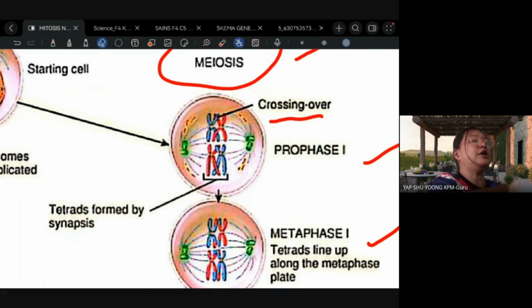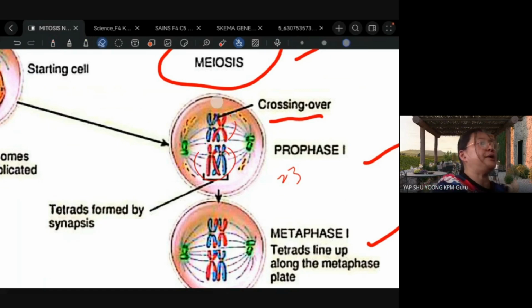It means each cell consists of a half set of chromosomes from your father and a half set of chromosomes from your mother. In the human body, we have 23 pairs of chromosomes. But what is shown here is only 2 pairs.